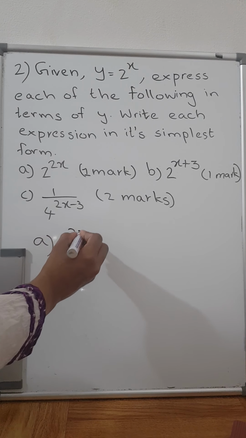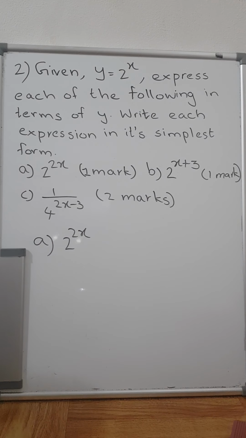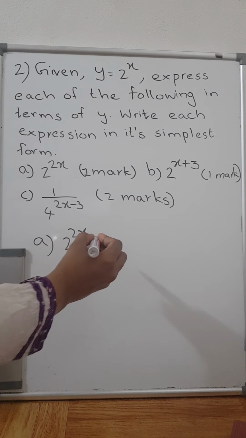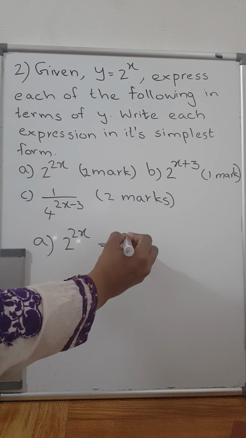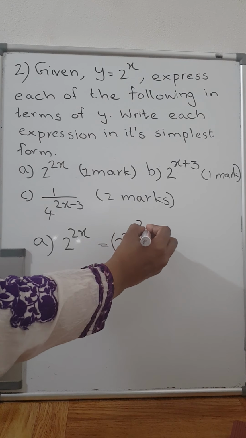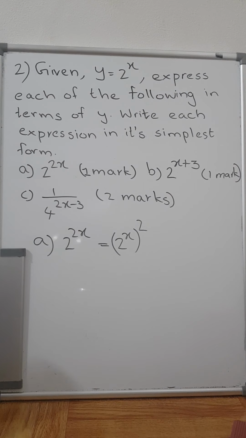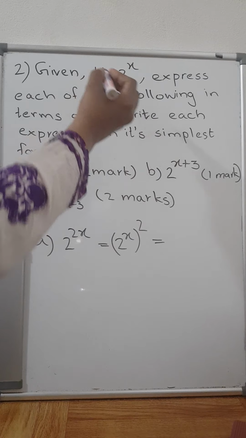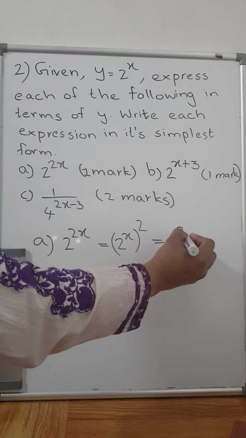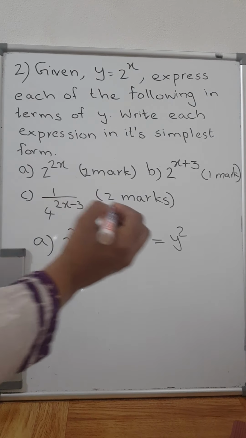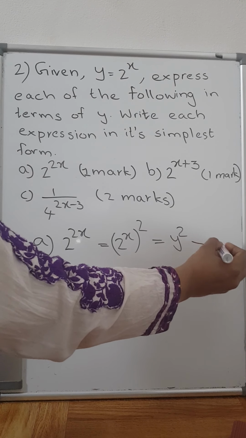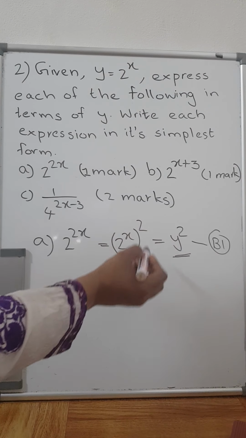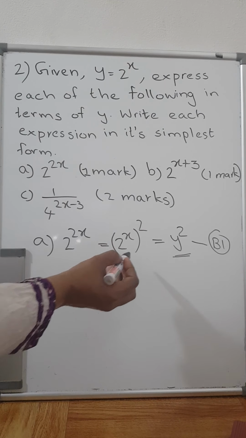2 to the power 2x we have to write in terms of y. See what is y? y is 2 to the power x. So we can write it as 2 to the power x the whole square according to power law in indices. Now you see what is 2 to the power x? That is y. So we can write it as y square. The question carries 1 mark B1. So we need to write only the answer. We don't need to write the step in between.